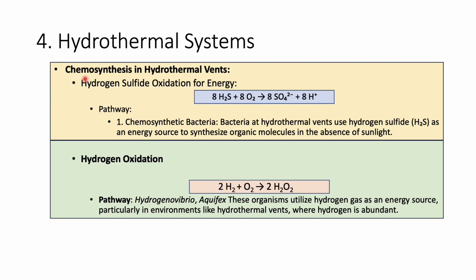Then the next one we saw was the hydrothermal systems. So chemosynthesis in the hydrothermal vents is given here. Hydrogen sulfide oxidation happens for generating the energy: hydrogen sulfide in the presence of oxygen gives sulfate anions. The chemosynthetic bacteria at hydrothermal vents use hydrogen sulfide as an energy source to synthesize organic molecules in the absence of sunlight. This is the most important one, because photosynthesis generally happens, but in the case of hydrothermal vents there is no sunlight, due to which these kinds of reactions take place.